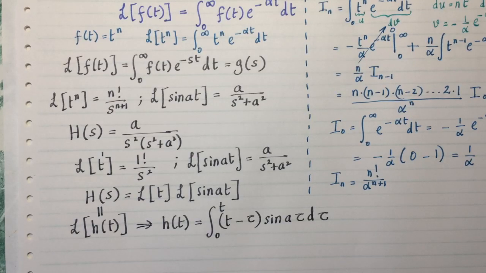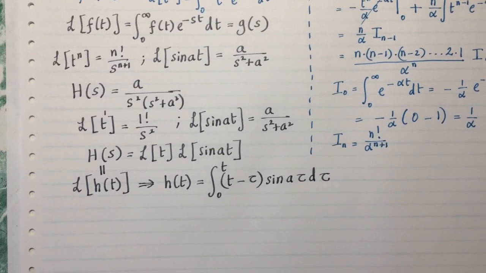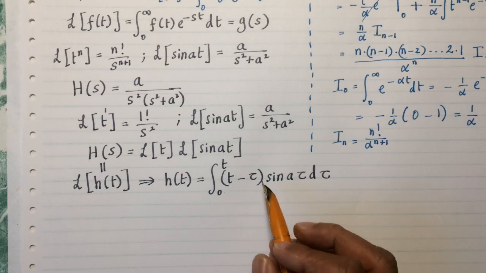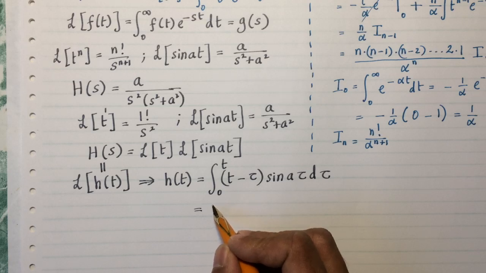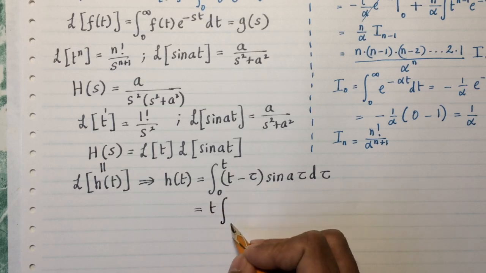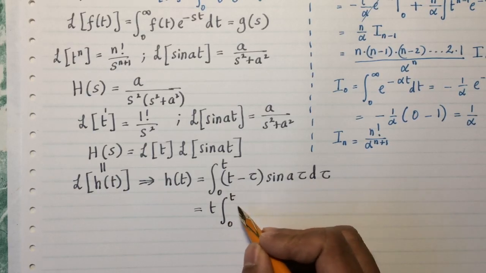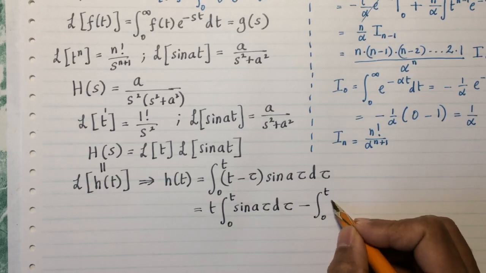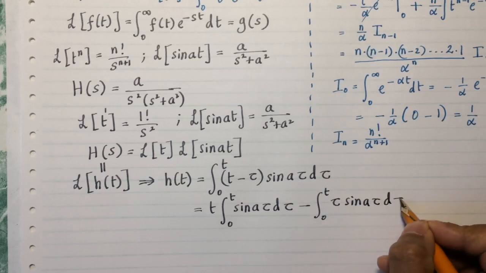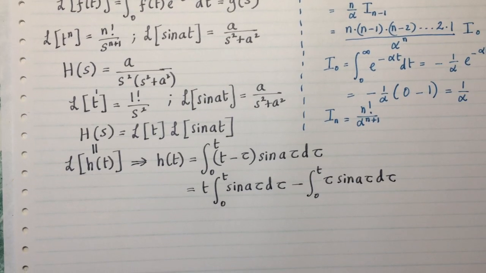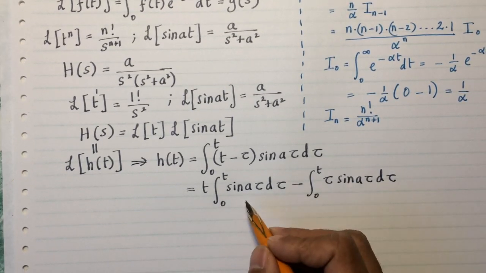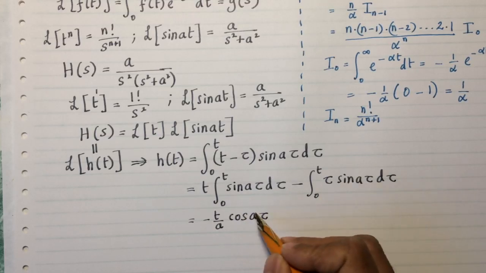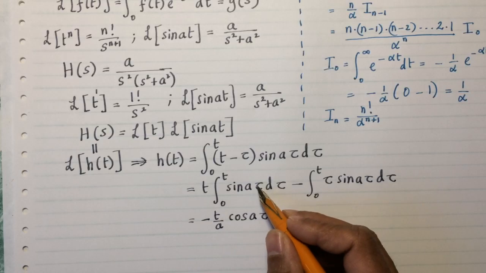All right, now that we have this, it's just a matter of evaluating this next. This is just another integral, and fortunately for us, it's very easy to evaluate. I can break it up into the sum of two integrals. I get t times, because t is a constant as far as the variable tau is concerned, the integral from 0 to t of sine of a tau d tau, minus the integral from 0 to t of tau sine of a tau d tau. The first integral is easy to evaluate. It's just negative t over a cosine a tau, because the derivative of cosine is negative sine. The negative sign cancels and you get back that.